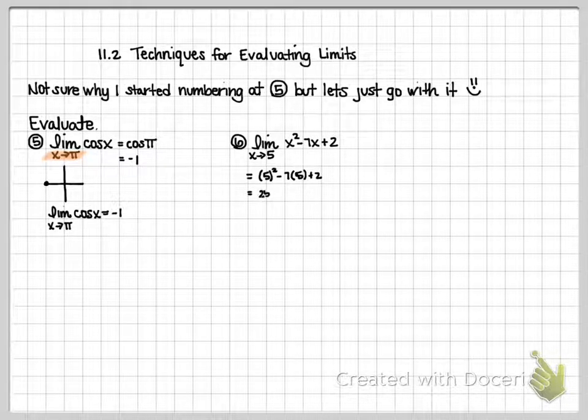So I know that gives me 25 minus 35 plus 2. 25 minus 35 is -10. -10 plus 2 is -8. So I'm satisfied with my answer. I'm just going to bring down the notation so you can see exactly what this means. So the limit as x approaches 5 of my original function, which was x squared minus 7x plus 2, does give me -8 when I plug it in. So direct substitution is nice. Doesn't always work, but it's good to try first.